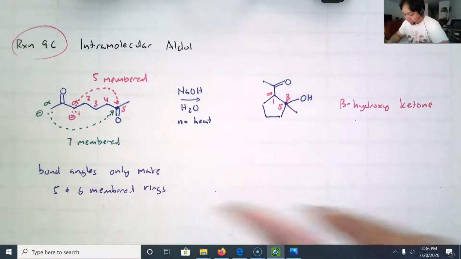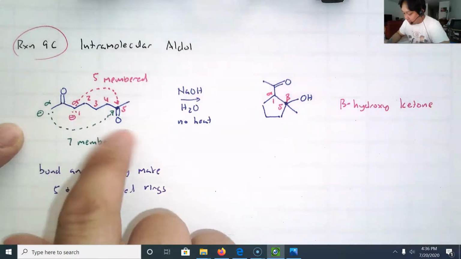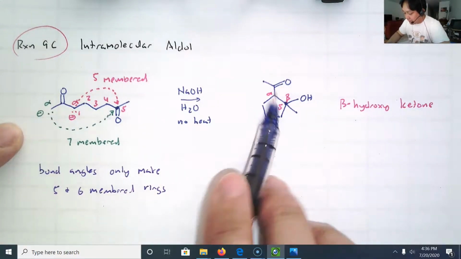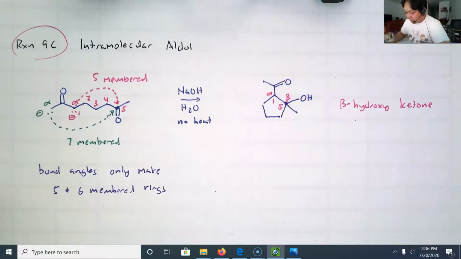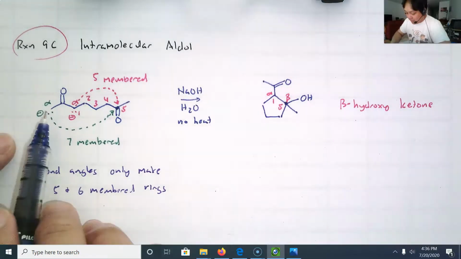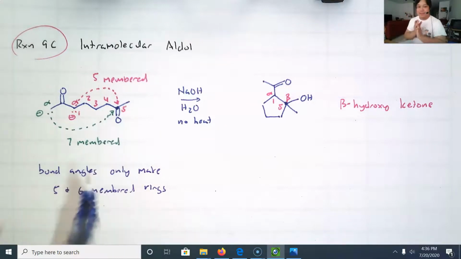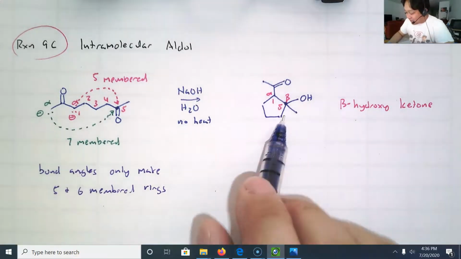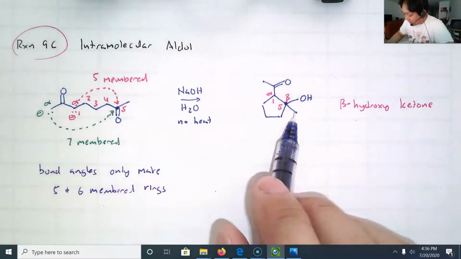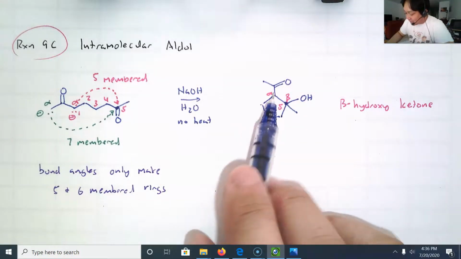Now, just make sure you have all the carbons. 1, 2, 3, 4, 5, 6, 7. 1, 2, 3, 4, 5, 6. Whoa. 1, 2, 3, 4, 5, 6, 7, 8. 1, 2, 3, 4, 5, 6. 1, 2, 3, 4, 5, 6, 7, 8.